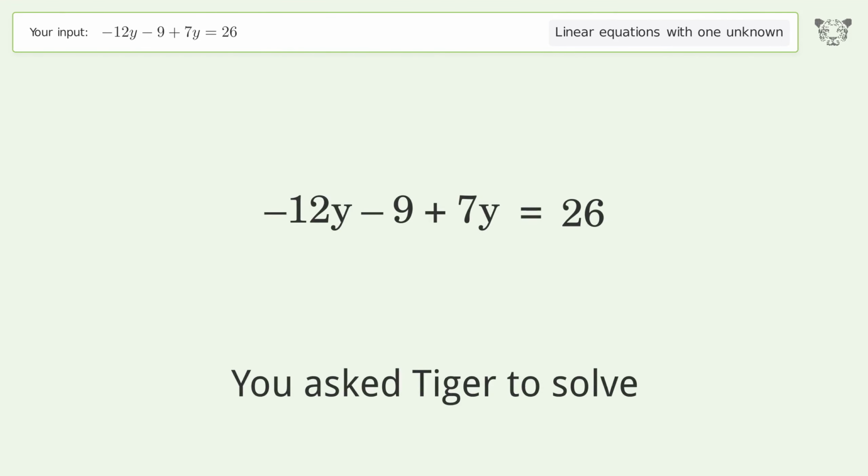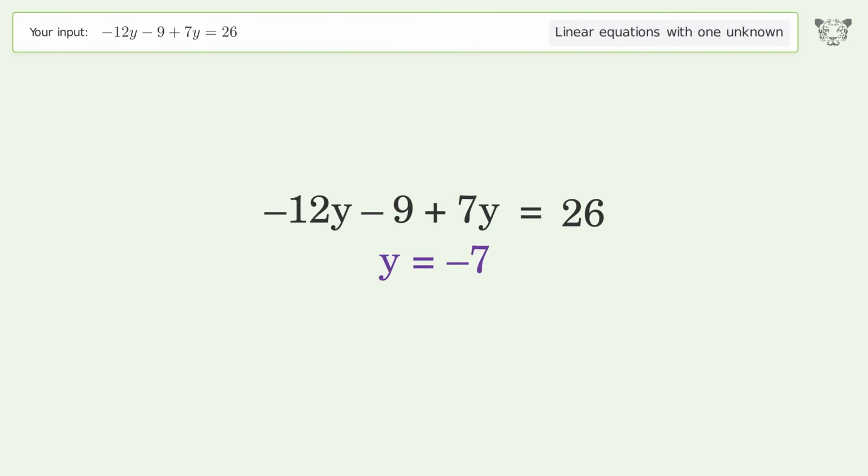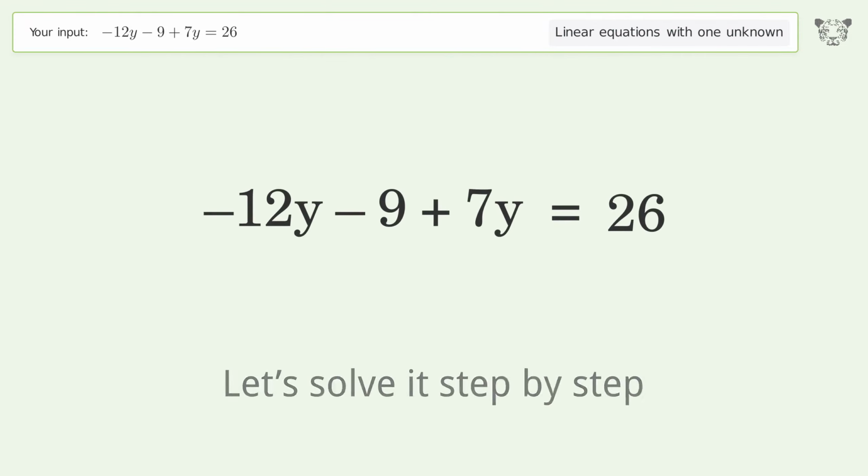You asked Tiger to solve this. It deals with linear equations with one unknown. The final result is y equals -7. Let's solve it step by step.